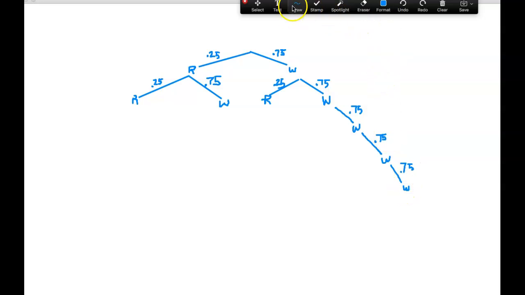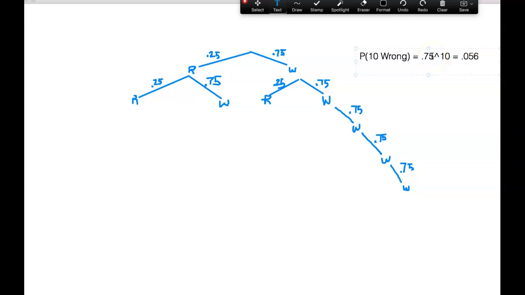So the probability of getting 10 wrong equals 0.75 raised to the 10th power. 0.25 raised to the 10th power is 10 right. 0.75 raised to the 10th power is 10 wrong. That's 0.056.